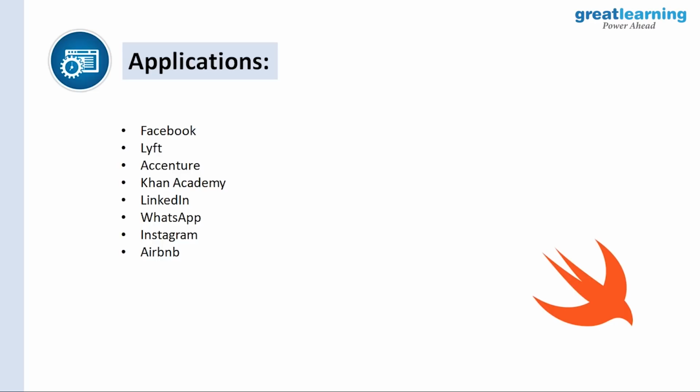It was used in Lyft, where the same functions that were written in Objective-C were written in Swift, much reduced. In Lyft, there were almost 75,000 lines of code. When we converted it into Swift, it was 3 times less than that. It is also used in applications like Khan Academy, LinkedIn, WhatsApp, Instagram, and Airbnb.